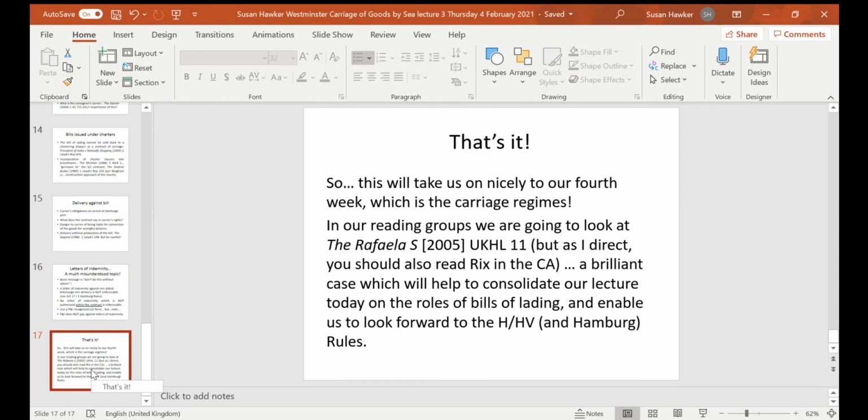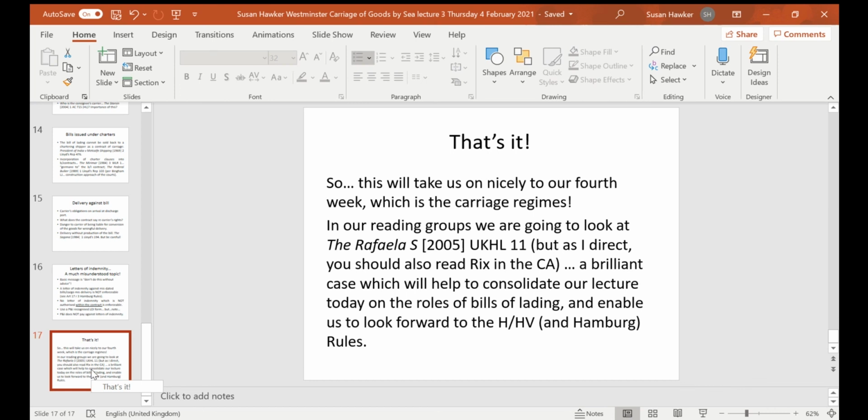In the reading groups, we're going to do the Rafaela S. I've asked you to read Lord Justice Rix's judgment, just Lord Justice Rix's judgment in the Court of Appeal. I think it's one of the best considerations of the development of bills of lading around. I think it's absolutely excellent. And the role of the bill of lading and how we see it and what we think of as an order bill these days, it's absolutely excellent. And how other hybrid bills have come onto the market.